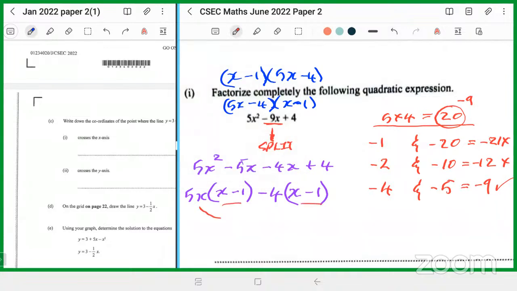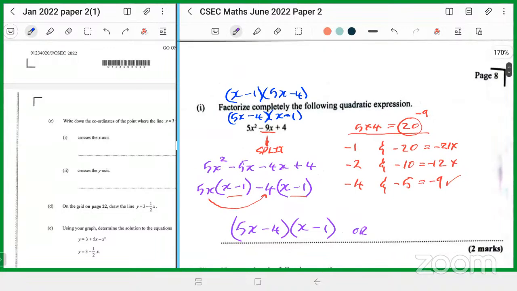So you're going to put these two together with a common factor. Right? So it becomes 5x minus 4 times the common factor now of x minus 1. And that is it. Or if you get them the other way around and put the x minus 1 in front of the 5x minus 4, that is still correct. Same thing. But that is it.